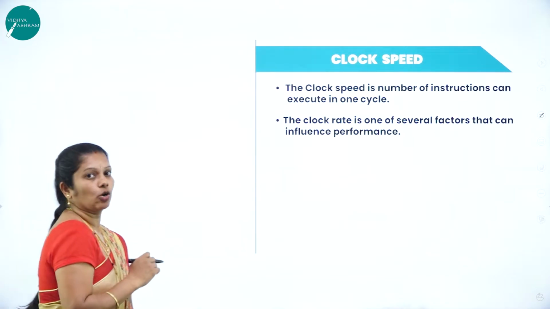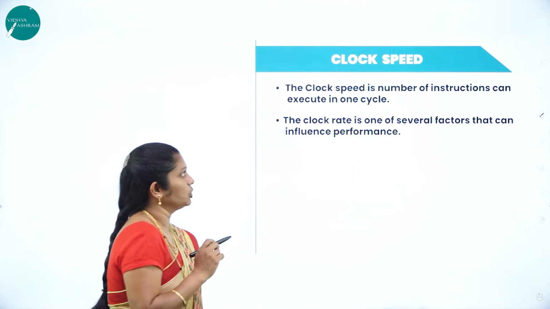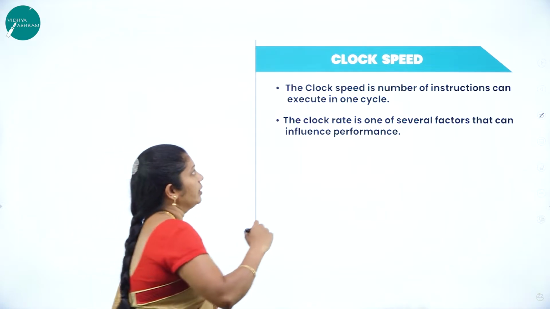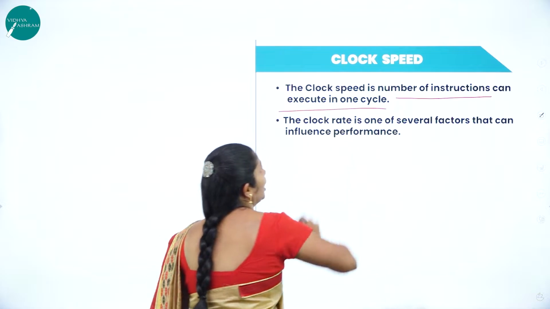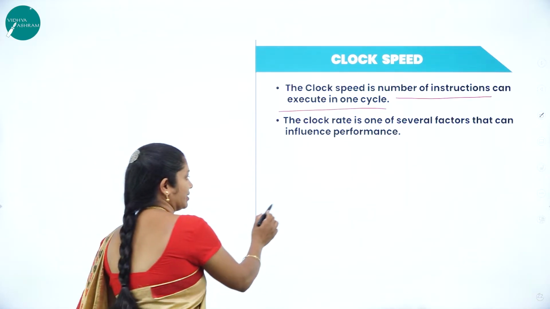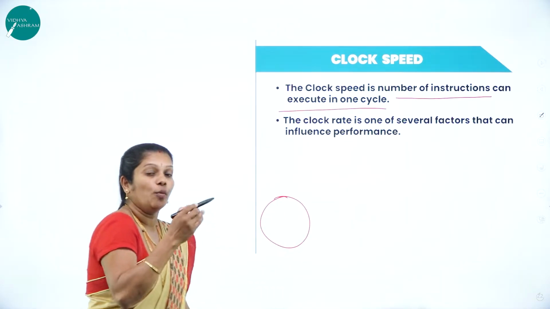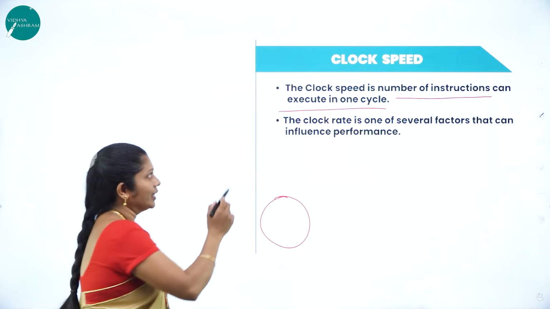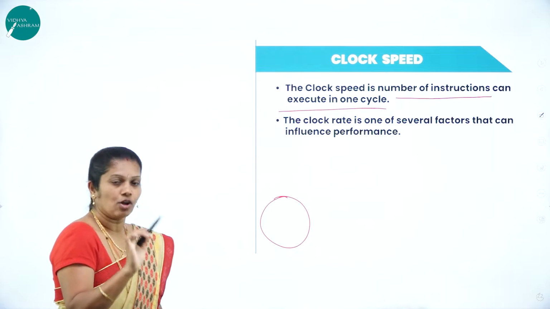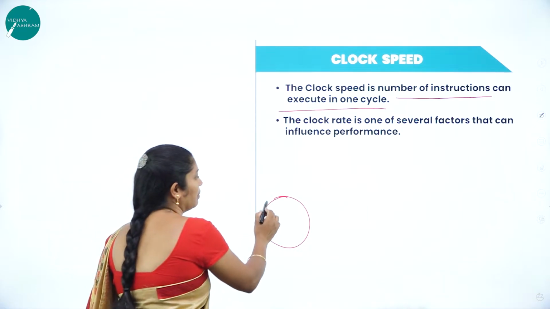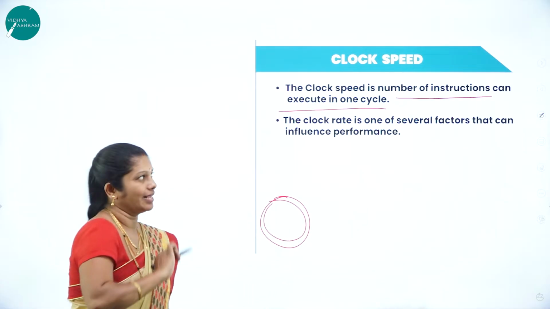Next, we have the clock speed. For 1 mark, you may get the question, what do you mean by clock speed? The clock speed is the number of instructions that can be executed in one cycle. Consider we have one cycle. In that one cycle, how many instructions are executed? That is nothing but clock speed. Clock speed is nothing but the number of instructions that can be executed in one cycle.